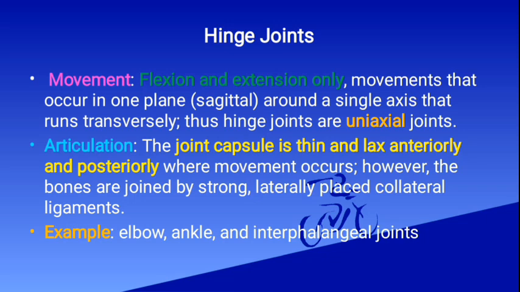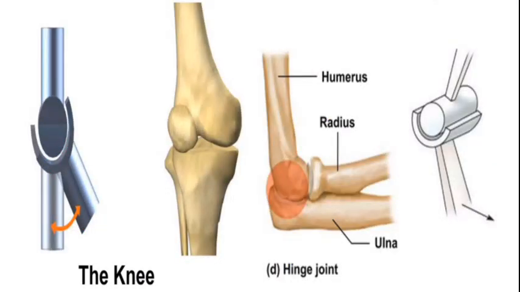However, on the lateral sides, you have what? Collateral ligaments. They are very strong, holding the bones together on the lateral side, while anteriorly and posteriorly the joint capsule is thin and lax. Examples of hinge joints are the elbow, the knee, the ankle, and the interphalangeal joints. You can see the picture of the knee here, an example of a hinge joint.